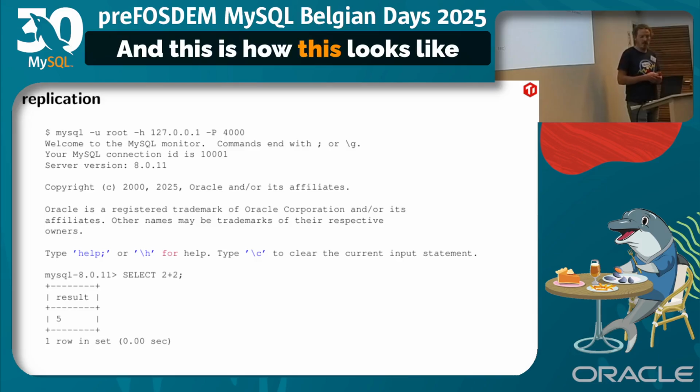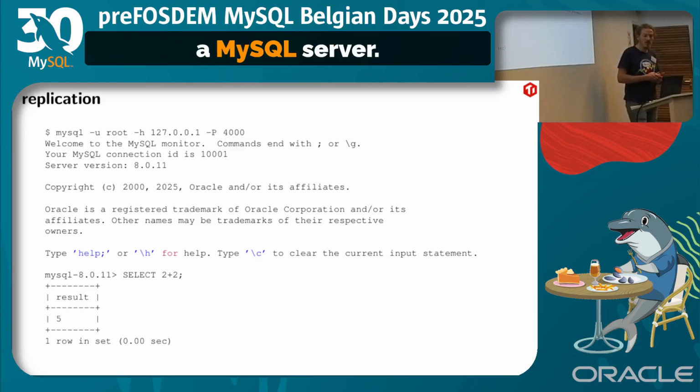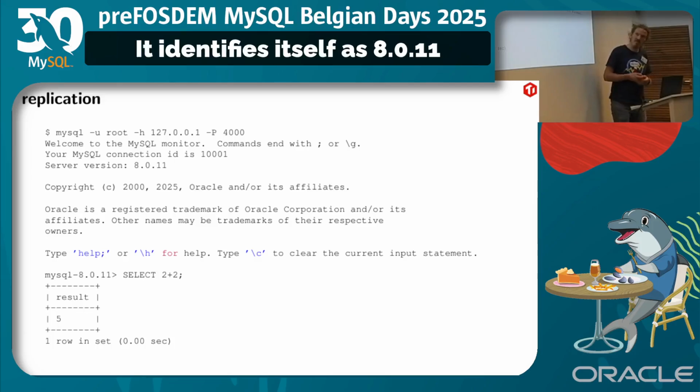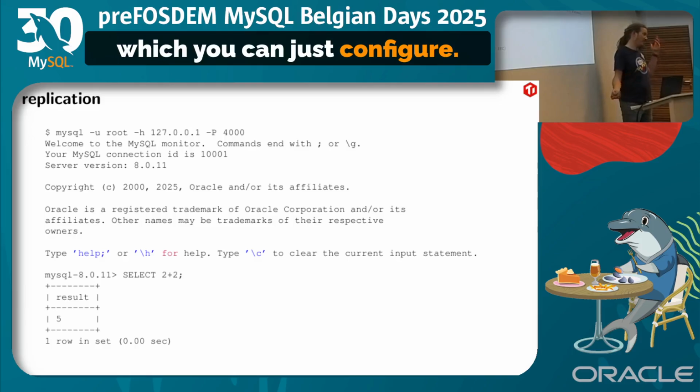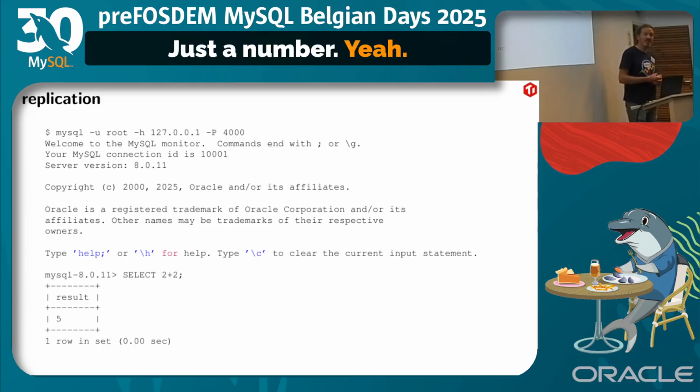And this is how this looks. You're connecting to a MySQL server. It identifies itself as 8.0.11, but you can just configure the number. If you want to say 9.3, sure. It's a string, so it doesn't even have to be a number.